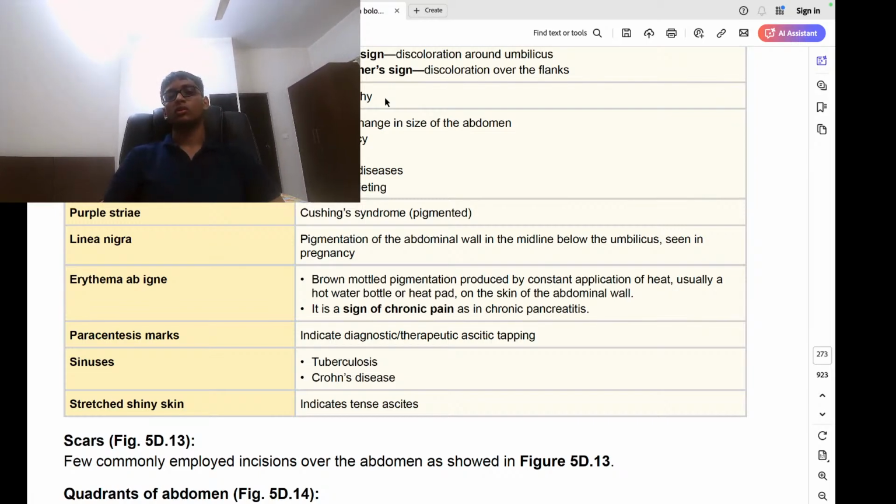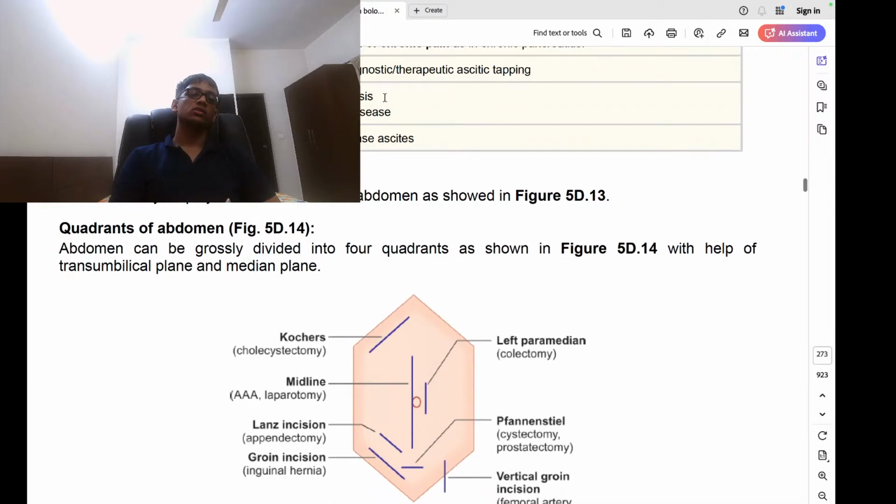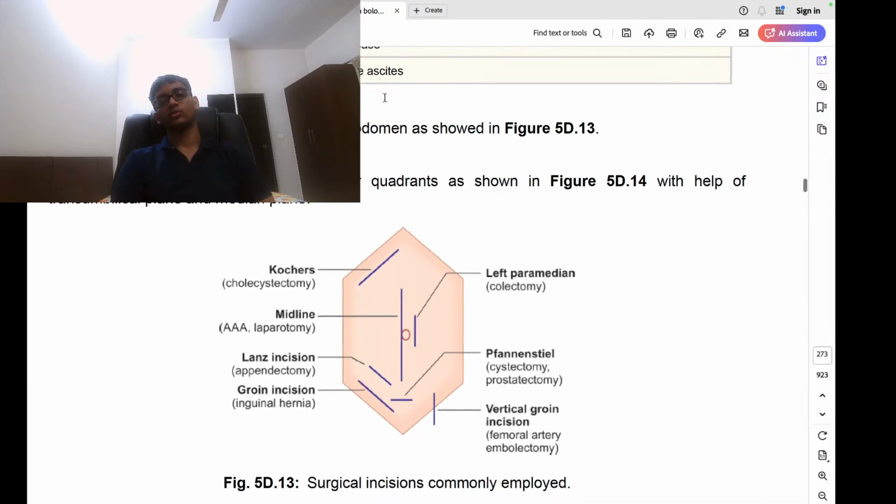Linea nigra is pigmentation of the anterior wall, midline below the umbilicus, seen in pregnancy. Erythema ab igne is a mottled pigmentation produced by constant application of heat, usually a hot water bottle on the skin of the abdominal wall, a sign of chronic pain, as in chronic pancreatitis. Paracentesis mark usually indicates diagnostic or therapeutic ascitic tapping. Sinuses are seen in tuberculosis and Crohn's disease. Shiny, stretched skin indicates tense ascites.